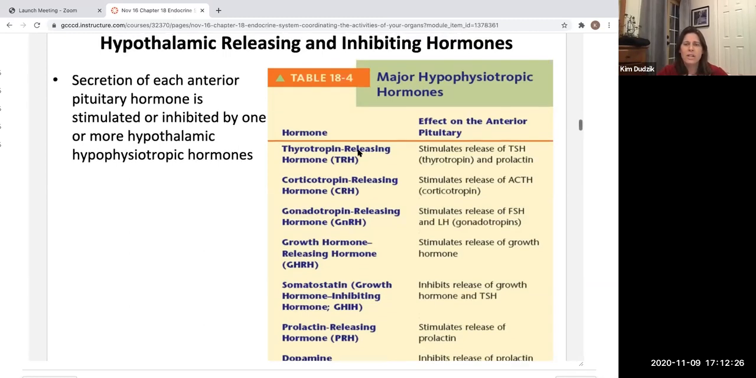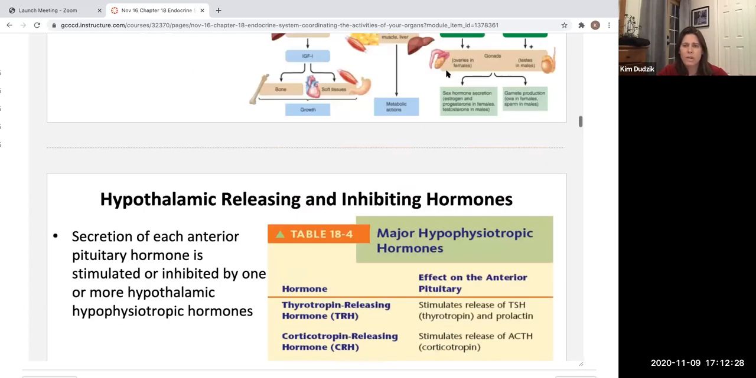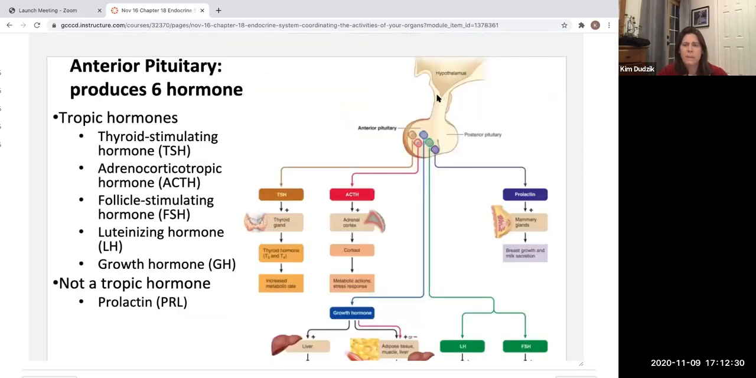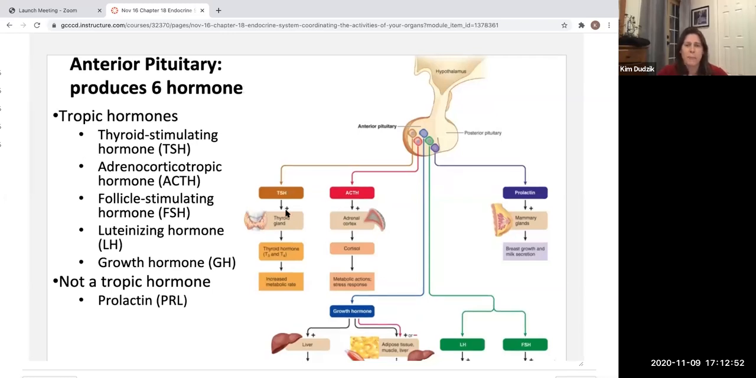So TRH gets released from the hypothalamus. It travels through that portal system. It's a hormone. And its target cells are the cells of the anterior pituitary that make TSH. So it stimulates the anterior pituitary to release TSH. So that's thyroid stimulating hormone. Its target cells are the thyroid gland. Okay, and we'll get back to that in just a minute.